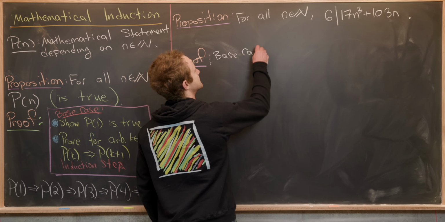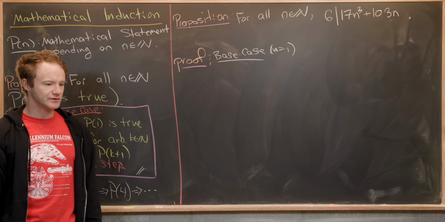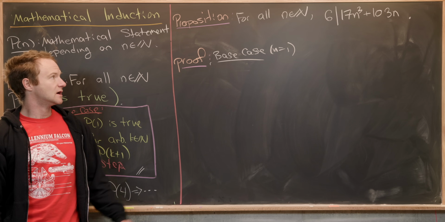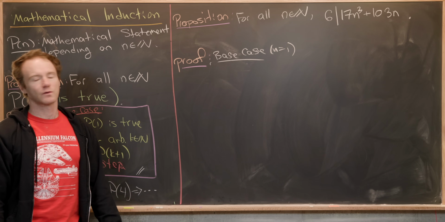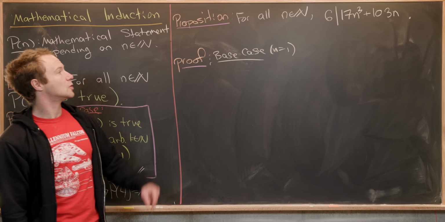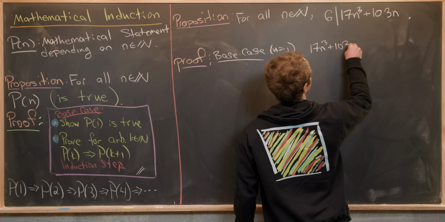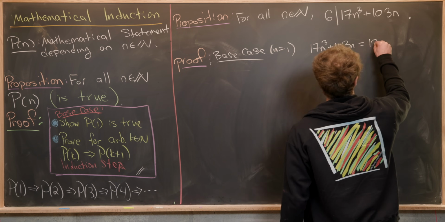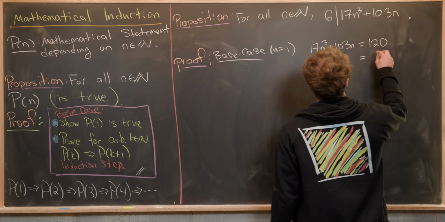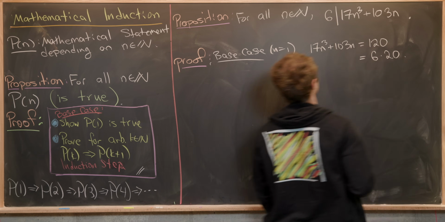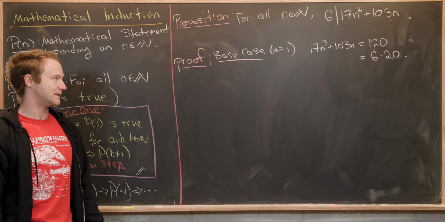So our base case is going to be the n equals 1 case. To be honest, sometimes you'll use the n equals 0 case, and clearly 6 divides 0 because 0 is divisible by anything, but here we'll take n to start at 1. So let's see what we get here. We'll have 17n cubed plus 103n. That's equal to 120 if n is equal to 1. But 120 is equal to 6 times 20, from which it follows that this object is divisible by 6. So we've established our base case.